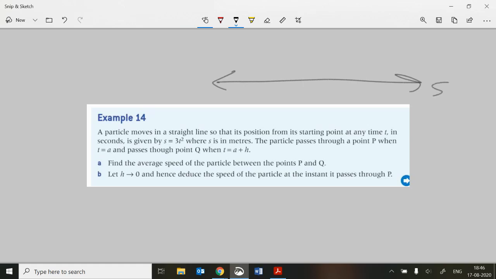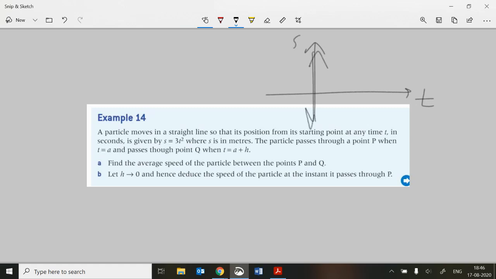So there's your s-axis. It's moving up or down a line, that's fine, but I suppose we would put that in as s here and t here. So that's what we're doing. It's essentially moving up and down this line over time. We're not quite sure how that's looking, but it doesn't look too complicated. Like an x squared graph. 3 lots of t squared is going to be an x squared graph. And presumably we can't go backwards in time.